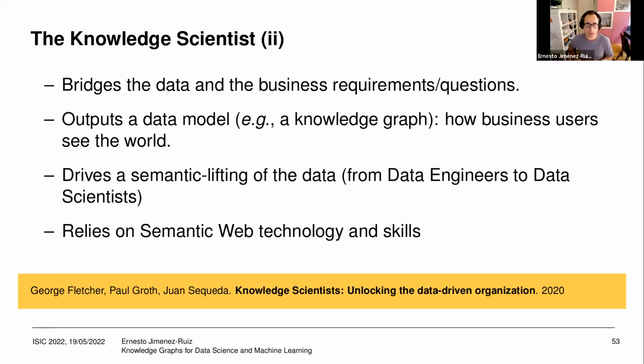And this is a notion that, as I said, I didn't create. There is a paper by George, Paul, and Juan Sequeda, where they describe this new notion of knowledge scientists, and it's something that can play a very important role in industry and any organization. And I don't see yet many open positions for knowledge scientists, and they're given different names like knowledge engineer or knowledge graph engineer. But in some cases, I think what the industry is looking for is this knowledge scientist, who basically relies on semantic web technology and makes the data more reliable.